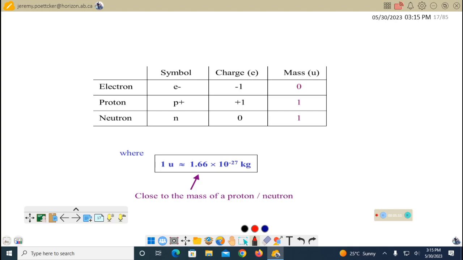Notice that 1 u in terms of the mass is 1.66 times 10 to the negative 27. That is not a typo. What that actually is showing us is that even though individual protons and neutrons have a specific mass of 1.67 times 10 to the negative 27, when they are inside our nucleus, they have a slightly smaller mass. We're going to talk about why that is.